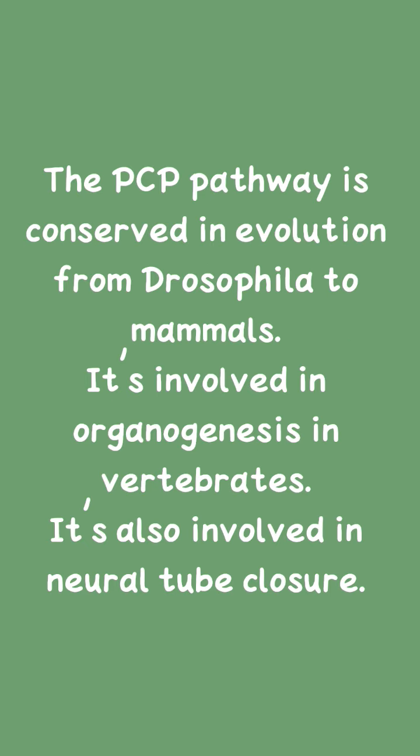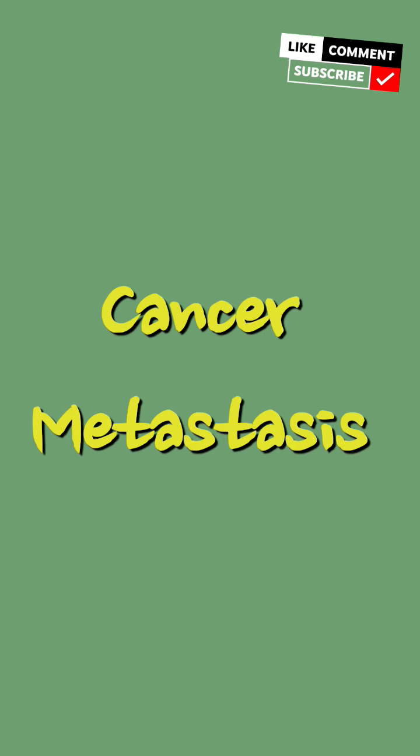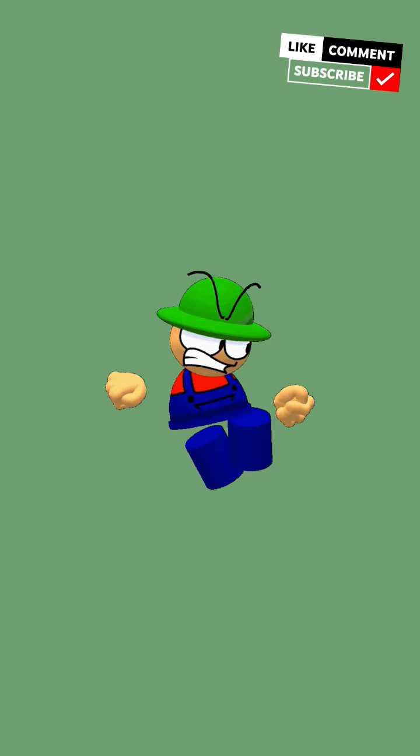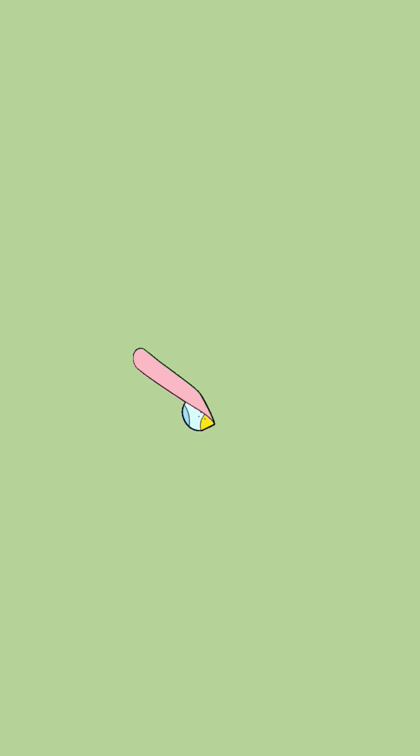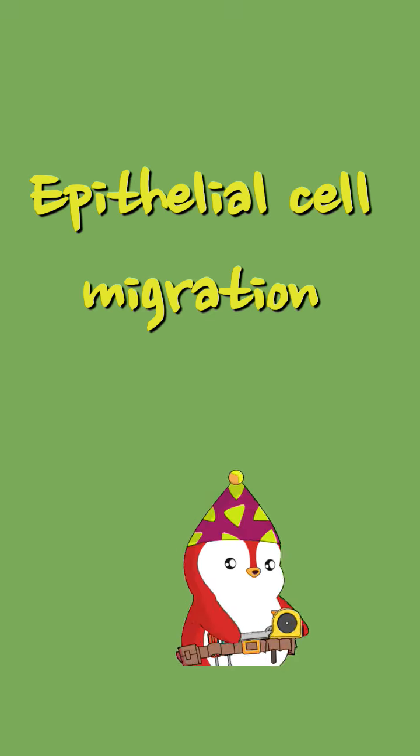In cell polarity and movement, it controls the directional movement of cells in the developing embryo. In cancer and metastasis, disrupted PCP signaling is linked to cancer progression and tumor invasion. In wound healing also it is important in regulating the epithelial cell migration during tissue repair.